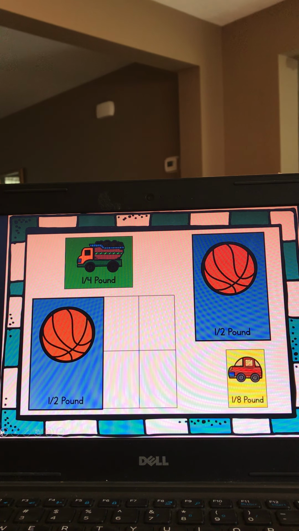I decided to see if I gave away the basketball. That was 1/2 pound, and it took up 4 of the 8 blocks. And half of 8 is 4. Now I have 4 blocks left. I wonder what I could put in there next.